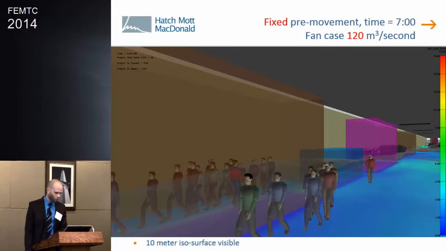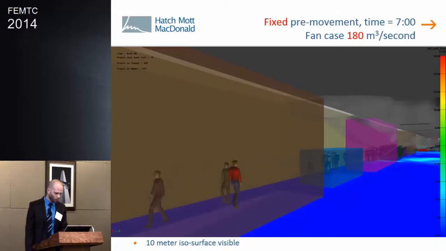So we can see here roughly 46 people have left. Now we've increased the fan size to 180 and significantly more people have left at this same time. This is up to 79, with 79 people having already left.